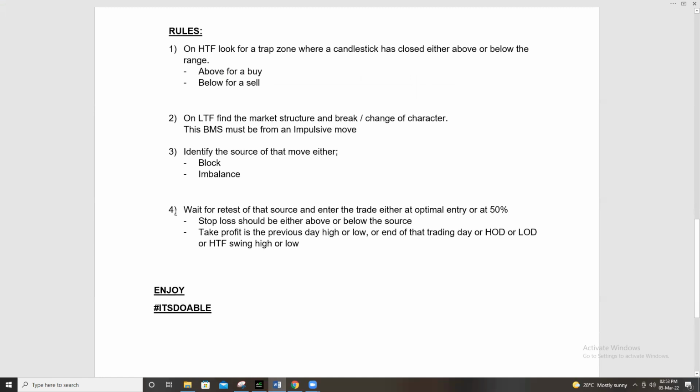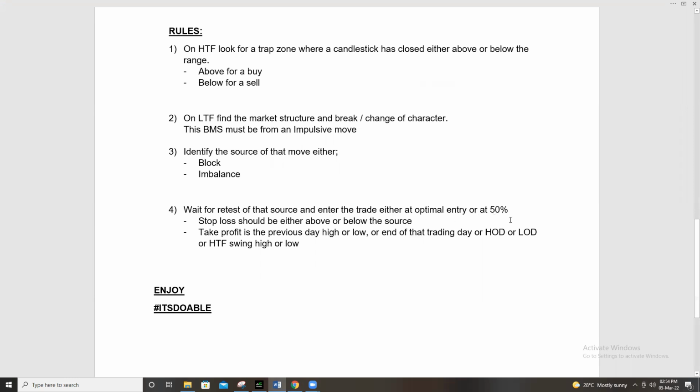Remember, we always said don't join in the trade with the fast move. Wait for the risk-free move where you don't risk so much. Actually, with this strategy, you find trades that you can risk 2 pips. Two pips. When was the last time you took a trade with a stop loss of 2 pips? That's the awesome part of this strategy. So number 4, wait for retest of the source and enter the trade either at optimal entry or at 50%.